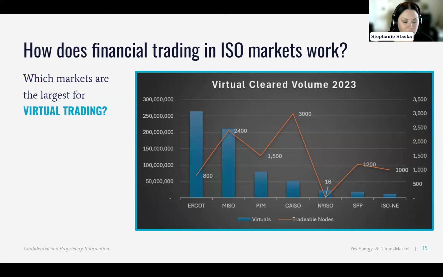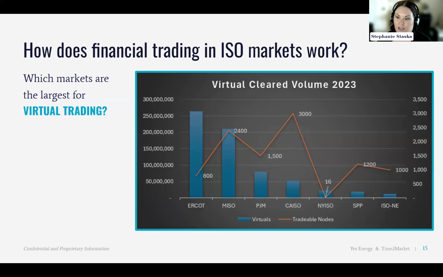For those of you familiar with the markets, you'll know PJM is actually the largest market if you look at load and gen assets, followed by MISO, and then so on. Then they're all much smaller than PJM and MISO. So you're thinking, why is ERCOT the largest? And why is MISO bigger than PJM? There's a few reasons for that.